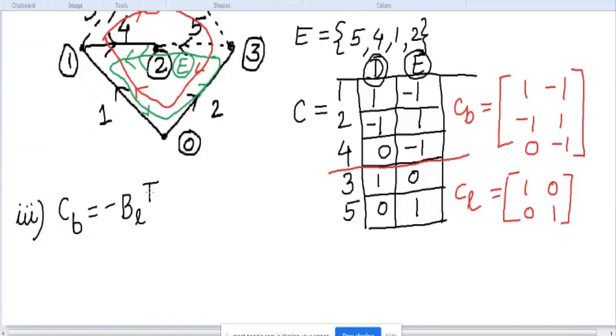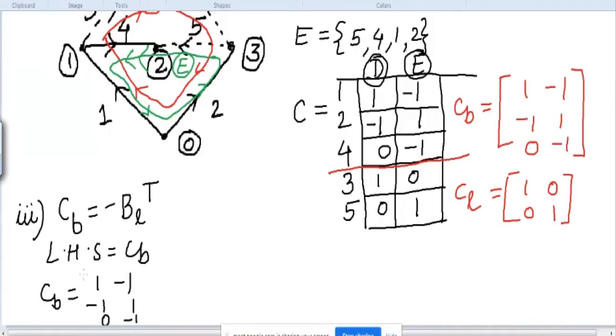Okay, so we were proving this identity CB is equal to minus BL transpose. So CB we have written just now. So LHS here is CB. So CB is equal to 1 minus 1, minus 1 1, and 0 minus 1. So this is CB. So let us check whether this CB is equal to minus BL transpose or not.